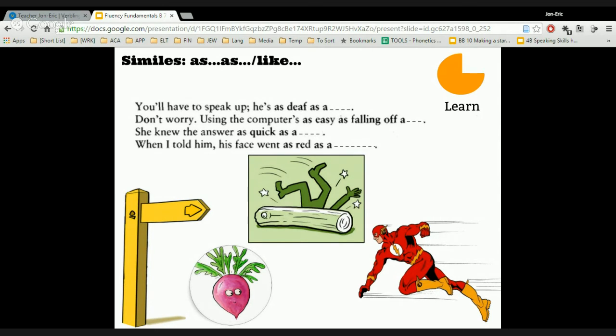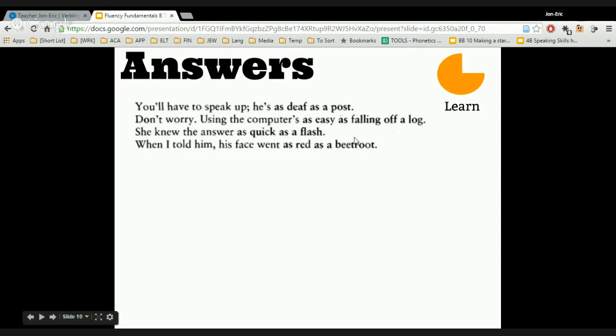He's deaf as a... He's deaf as a signal. As a... Nope, that's Spanish. As a, not signal, but sign or signpost. Signpost, right. So here we could say deaf as a signpost or deaf as a post, falling off a log, quick as a flash, red as a beetroot. Okay? So the first one is, for short, we'll say post.